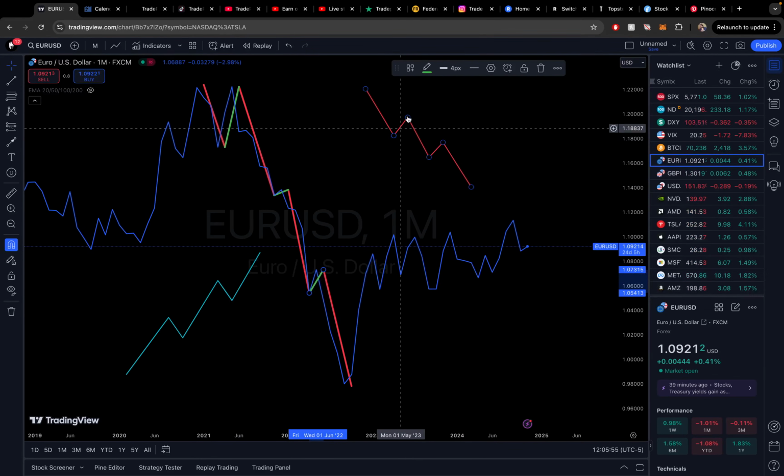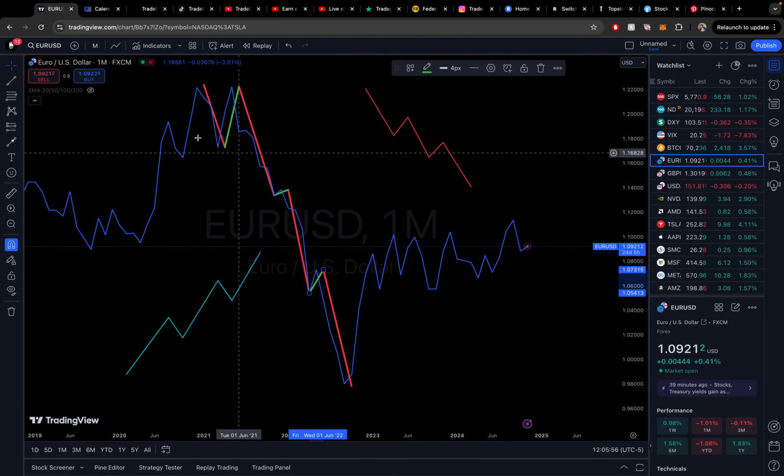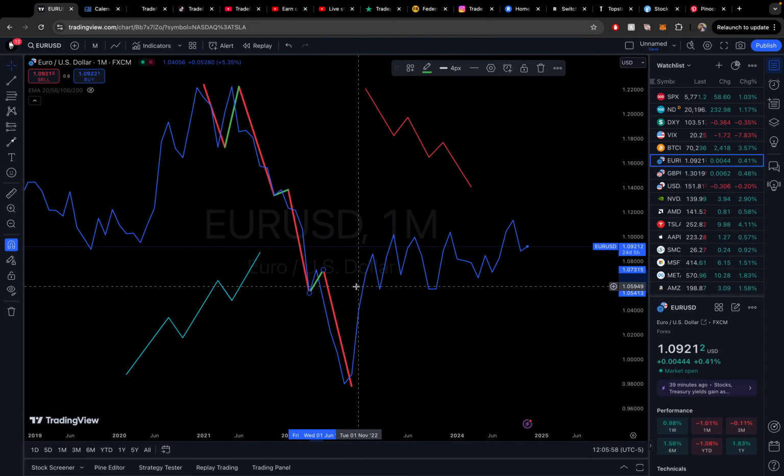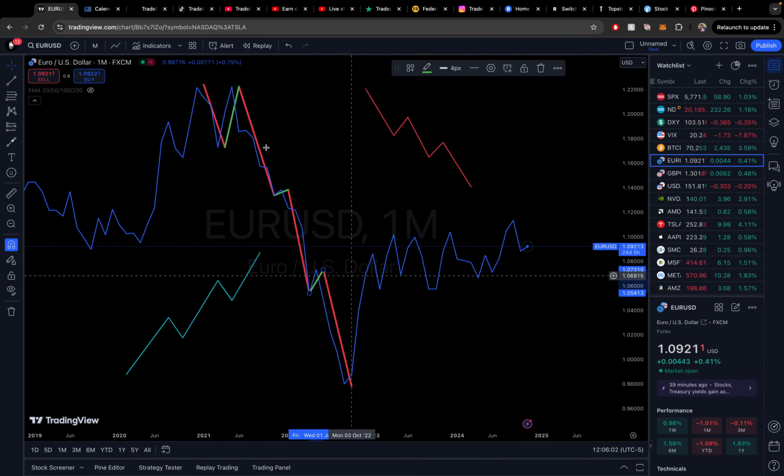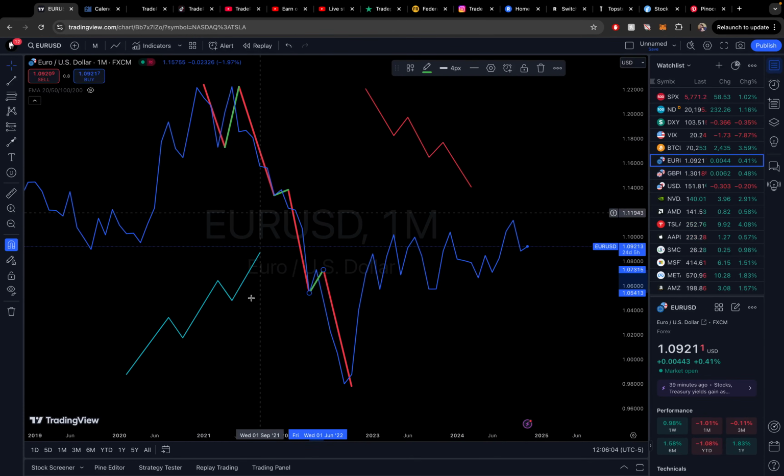So lower lows, lower highs, lower lows, lower highs, lower lows. And that was a downtrend. Now, as you establish new lows in a downtrend or as you establish new highs in an uptrend, you are changing your control points.